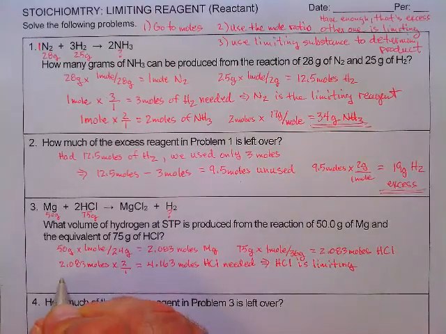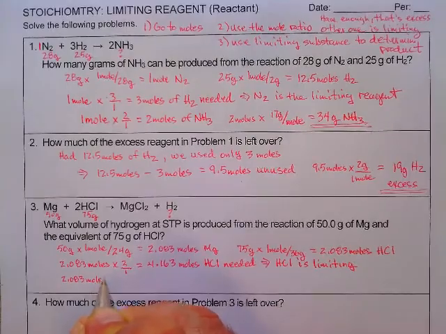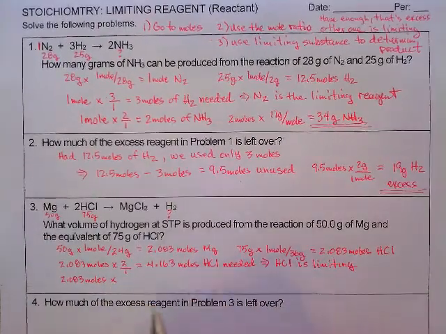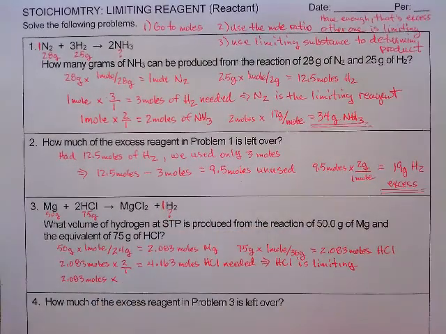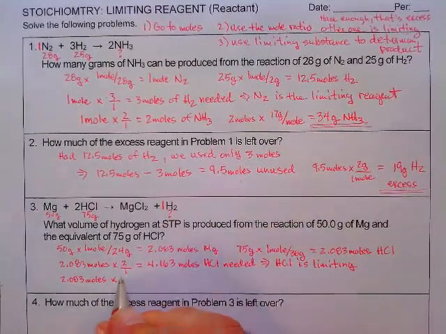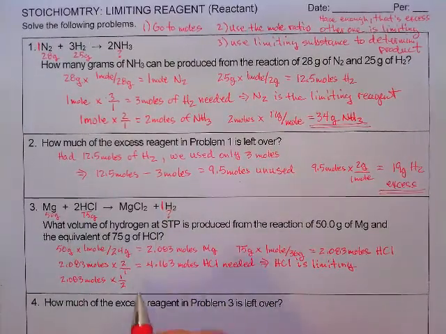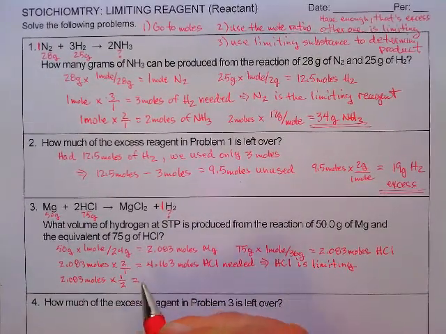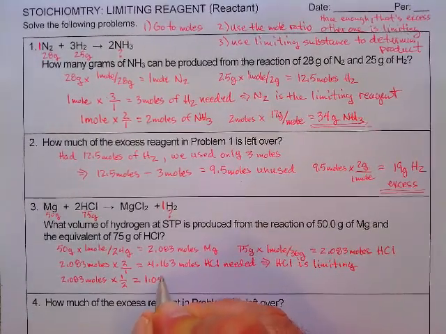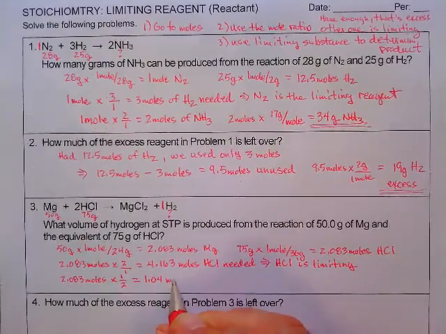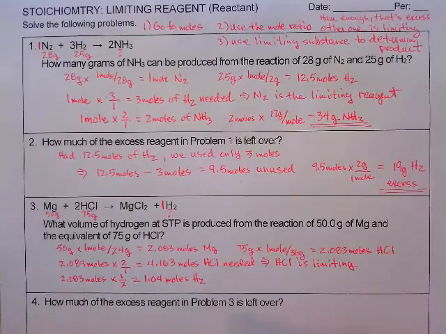So take my 2.083 moles times, now in this case the mole ratio, again there's nothing in front of the H2, so that's a 1. So my mole ratio will be 1 over 2 because I'm looking at the hydrogen compared to the HCl. This gives me 1.04 moles of H2 produced.